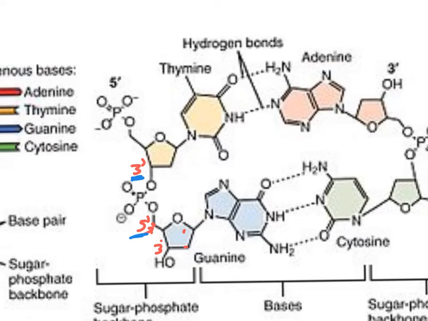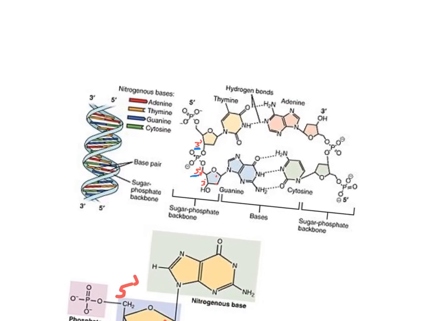5' of one ribose or deoxyribose sugar. Notice there's no oxygen here, right? The 5' of this sugar is connected to the 3' of this sugar. This carbon here is connected to this carbon here by this phosphate group, which then, of course, has on this end, on this 5', another phosphate. Now we stop the connection here just to look at it, but this would continue on for a very long time.